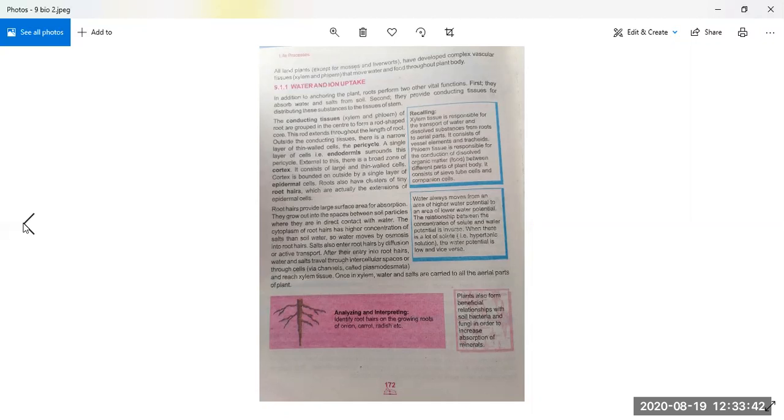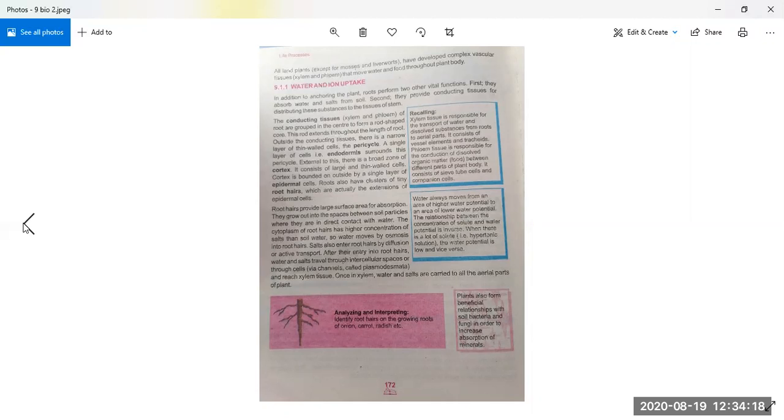So first I will tell you about the conducting tissues. What are these conducting tissues? Means xylem and phloem. I have told you in the above paragraph. Xylem and phloem of root are grouped in the center to form a rod-shaped core which extends throughout the length of the root. So these tissues are produced inside the root, inside the soil, and extend throughout the length of the root, and their length is always equal to the length of the root inside the soil.